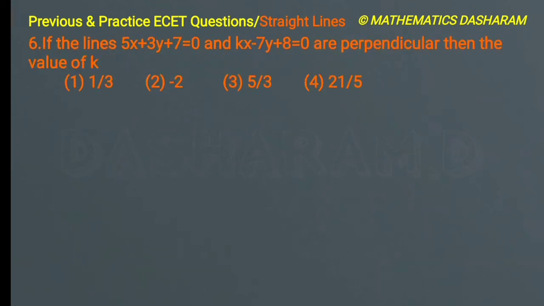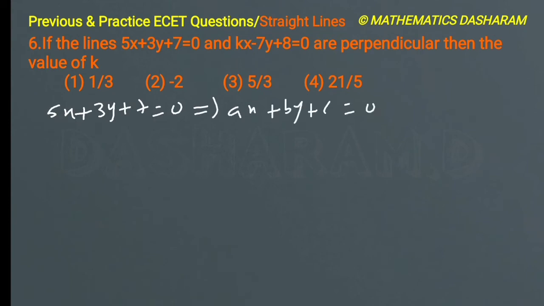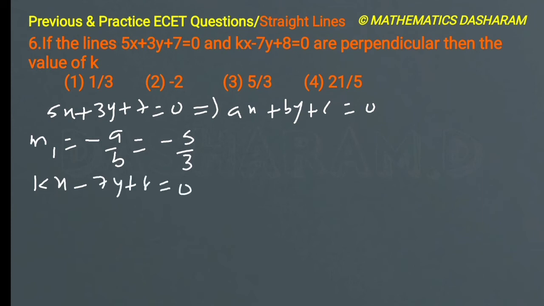Next, the sixth question: if the line 5x + 3y + 7 = 0 and kx - 7y + 8 = 0 are perpendicular, then what is the value of k? Compare with ax + by + c = 0. Find its slope, denoted m1; -a/b is the slope formula. So -5/3. Next we have one more equation, kx - 7y + 8 = 0. Its slope is m2, -a/b, so -k/-7. Minus minus cancel, k/7.